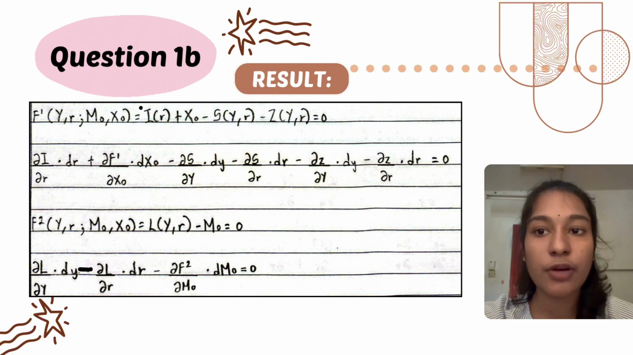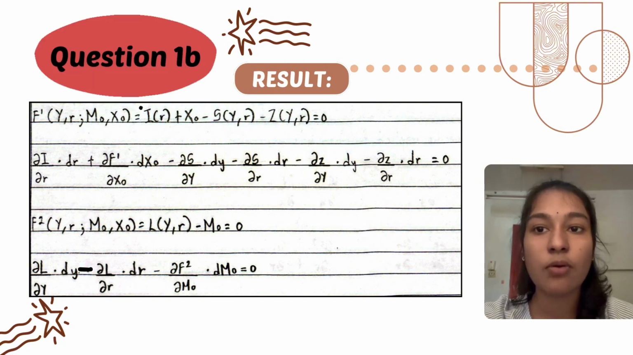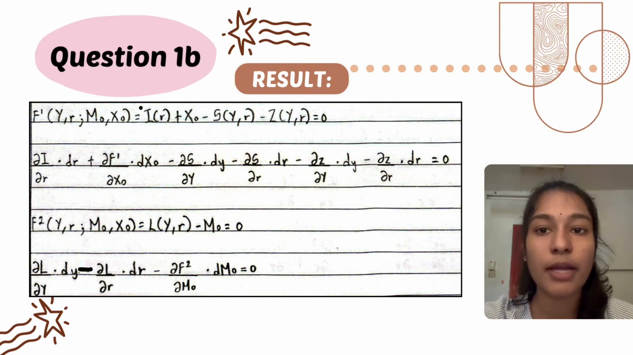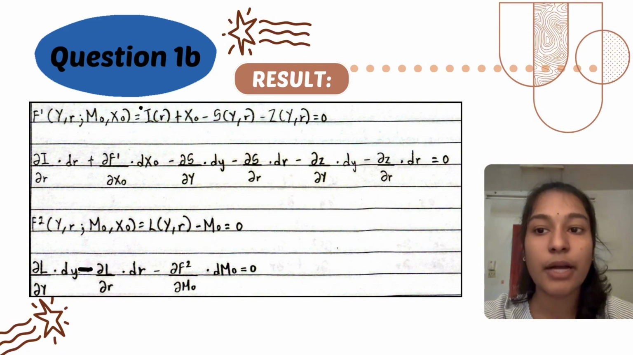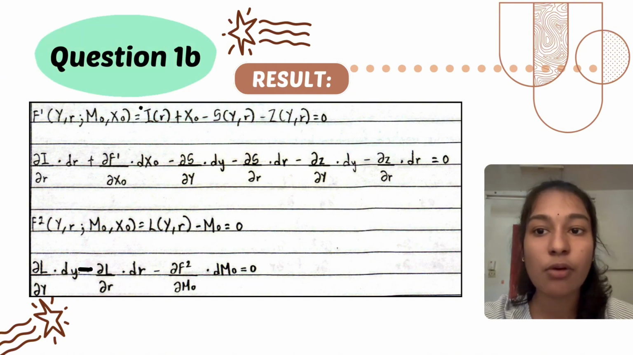And for the f2 function of y, r, mo, xo, it should be equal to L in the bracket of y and r minus mo equals to 0. So the result is ∂L divided by ∂y times dy minus ∂L divided by ∂r times dr minus ∂f2 divided by ∂mo times dmo should be equal to 0.